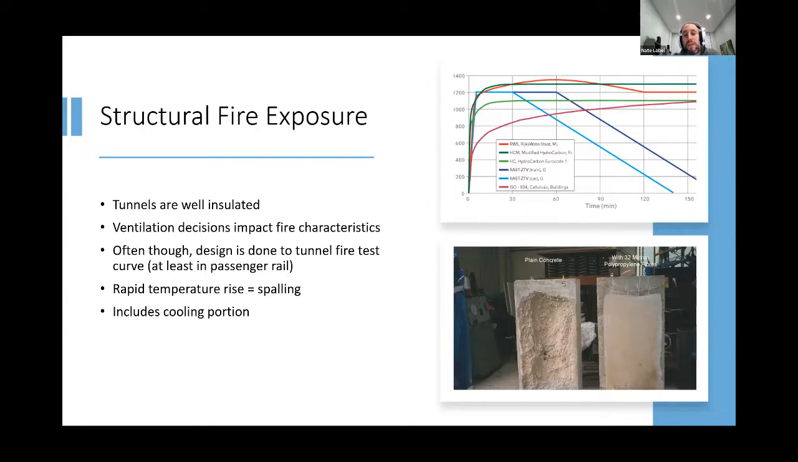Though ventilation decisions can actually impact your fire. So if you provide more ventilation, less ventilation, you could have a shorter, hotter, or longer fire. There's also a big issue with spalling, but again, I know you had a detailed presentation on that last week. Effectively, different design decisions are made in that, and it's not uncommon for every tunnel project to fire test its own concrete before that project rather than go off a standard.